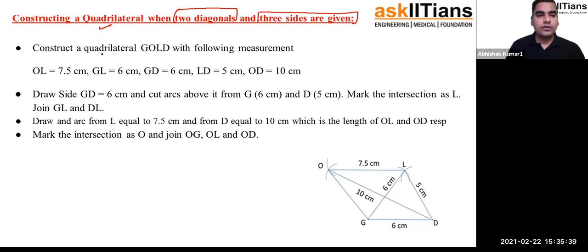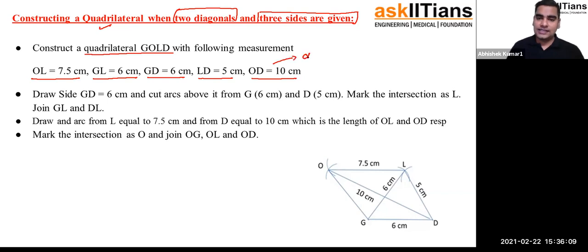Here you have to construct a quadrilateral GOLD, with the following measurements. OL is given to you, 7.5 centimeter. All right. GL is provided to you, 6 centimeter. That's okay. GL is a diagonal. GD is provided to you, equal to 6 centimeter. That is perfectly fine. LD is provided to you, that's again 5 centimeter, and OD is provided to you, that is again equal to 10 centimeters.